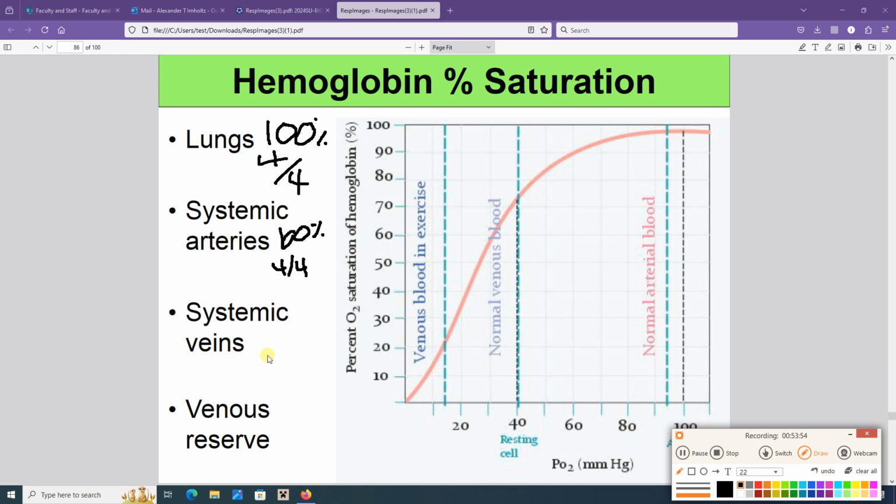And if you're just at rest, your veins, surprisingly, are 75% saturated. That means in your veins, 3 out of every 4 spots are occupied by oxygen. This is surprising because we were always like, veins are blue, veins are deoxygenated. Yeah, it's not exactly true. Veins are just less oxygenated. And this fact that veins still have 75% oxygen is called the venous reserve.